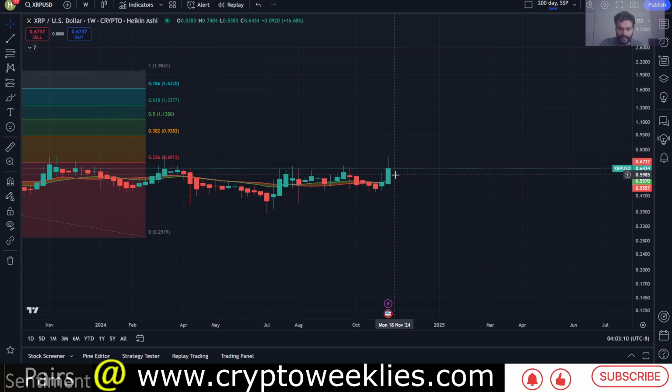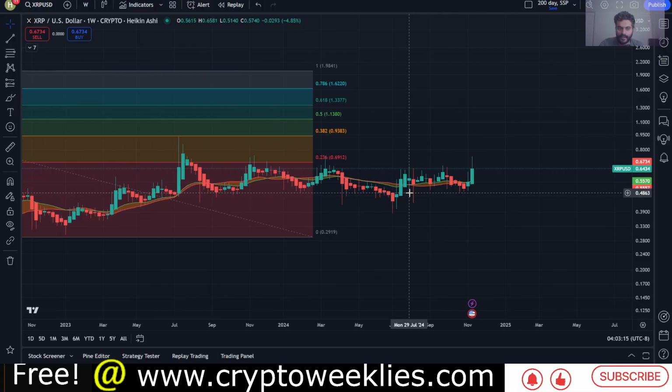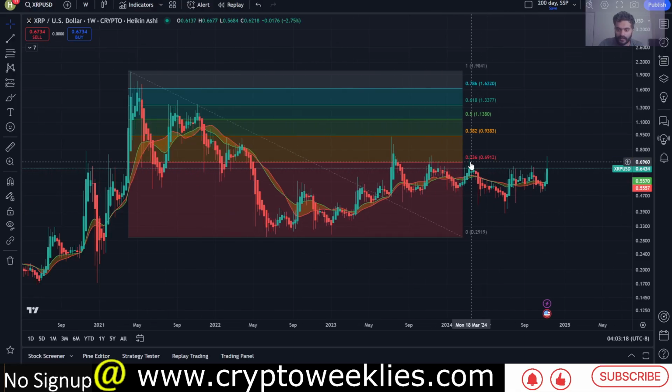Now there has been a breakout from the levels between 55 cents and 57 cents, and now the prices are close to 67 cents. The key level to watch is the 0.236 Fibonacci level coming in at around 69 cents. Since July 2023, prices did not have a weekly close above 69 cents. There were several weeks above 69 cents, but XRP failed to close the week above 69 cents. So that's a key level to watch, about 2.5 cents from the current price.